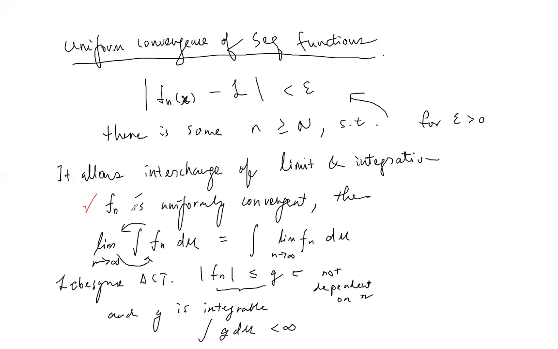Either you use uniform convergence, or you try to find some bound, some dominating function for the absolute value of Fn. Sometimes this is easier to do than the other. But basically this result gives you two different paths to justify the interchange of limit and integration.